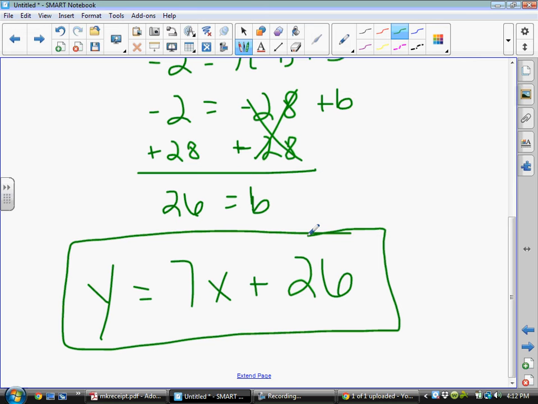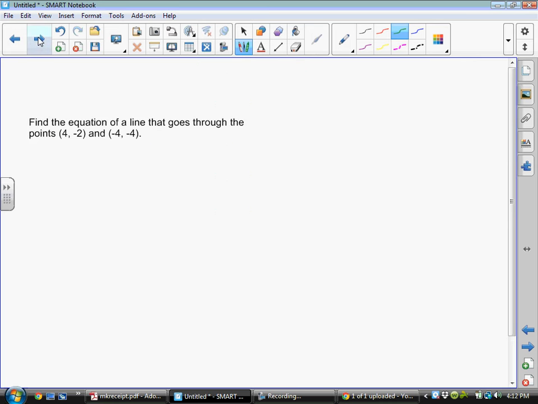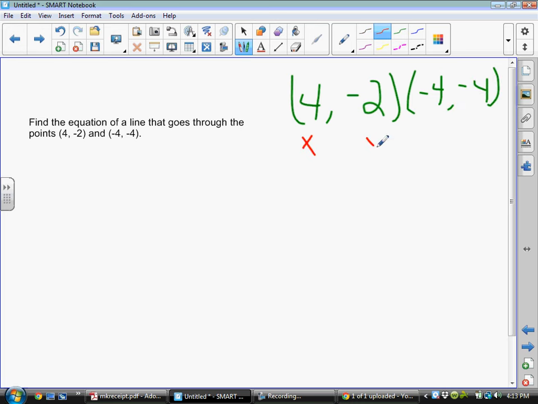Let's look at another example. Find the equation of a line that goes through the points (4, -2) and (-4, -4). So again, I'm going to rewrite my points just a little bit bigger. And I'm going to label them x and y. X is always on the left, y is always the one on the right. Just think about alphabetical order.